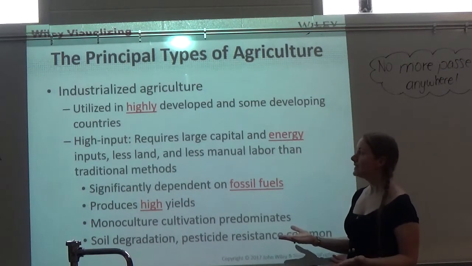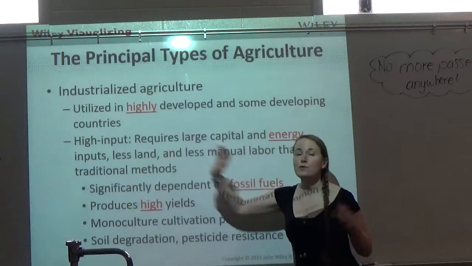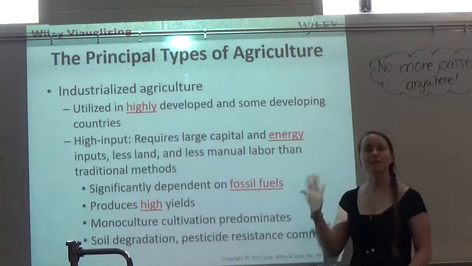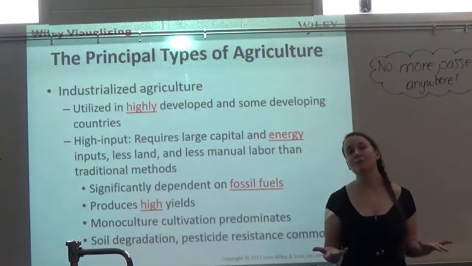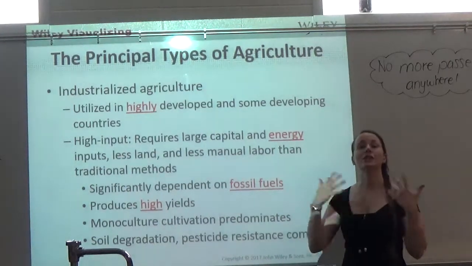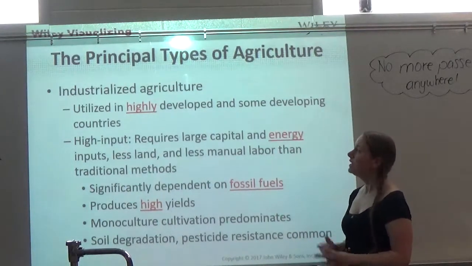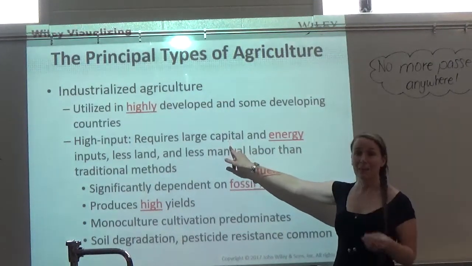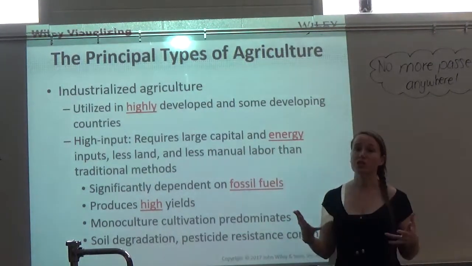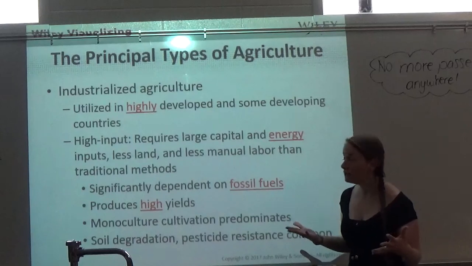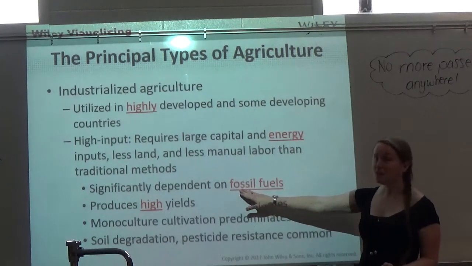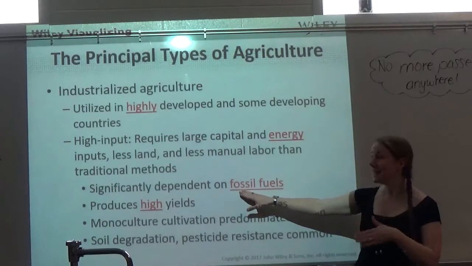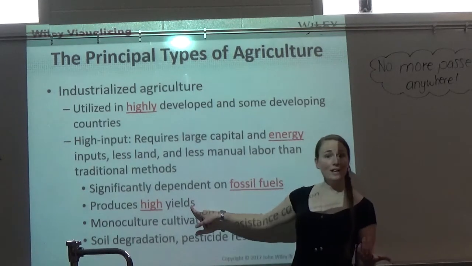So some of the positive things are we can grow more food and take up less land because of the advancements we've made in the technologies in agriculture. And it doesn't require as much manual labor because we have a lot more machines and technology to do this for us. The problem is, though, it takes a lot of money and it takes a lot of energy, which of course usually comes from fossil fuels, and so there's a lot of pollution. So it's significantly dependent on fossil fuels, so this would be a negative. It does produce high yields, though.